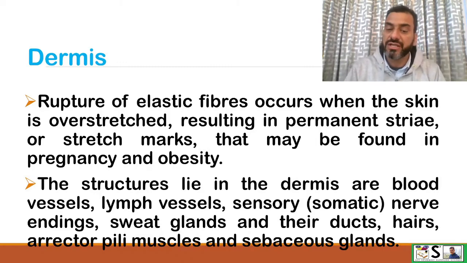The structures that lie in the dermis are blood vessels, lymph vessels, sensory nerve endings, sweat glands and their ducts, hairs, erector pili muscles and sebaceous glands.